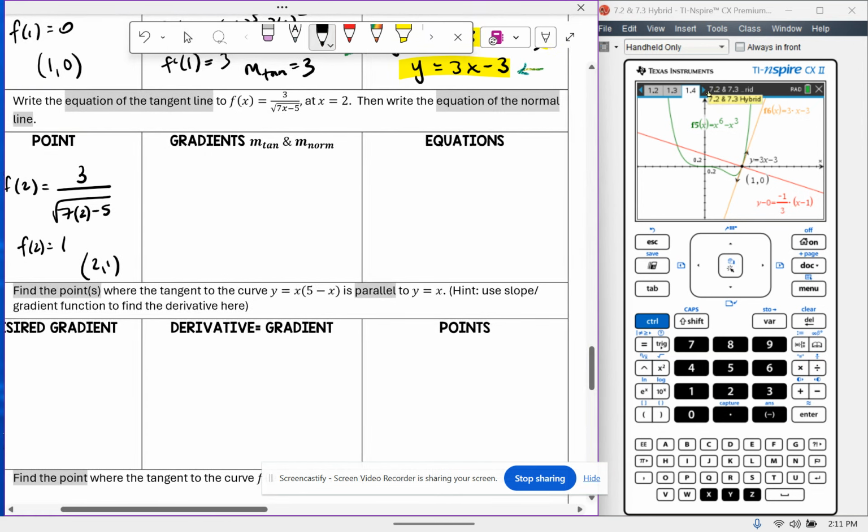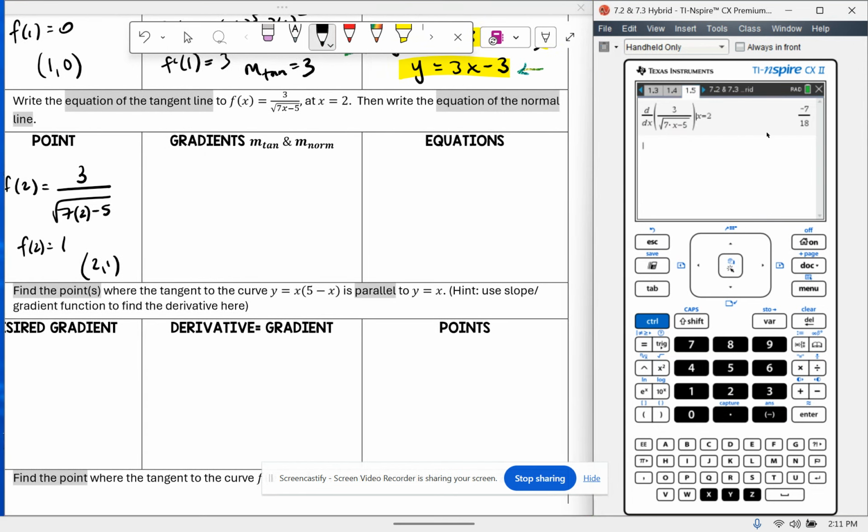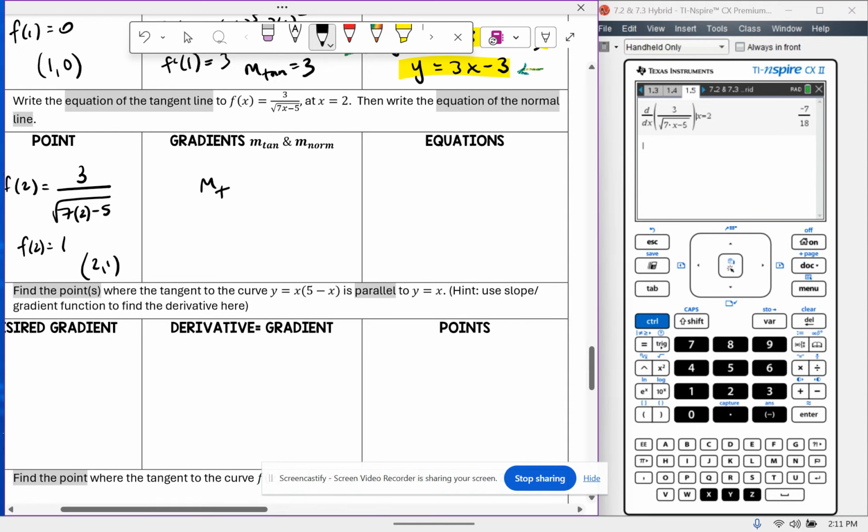Slope of the tangent line. Go ahead, plug it in. What would we get? We would do menu 4, 1. Type it in, and we would get m tan is equal to negative 7 over 18. Let's find the slope of the normal line. Okay, this one's a little funky. What do you guys think the slope of the normal line would be? We flip it, and then we negate it, making it positive. Good job.